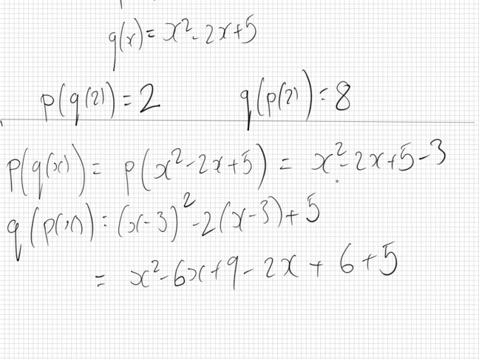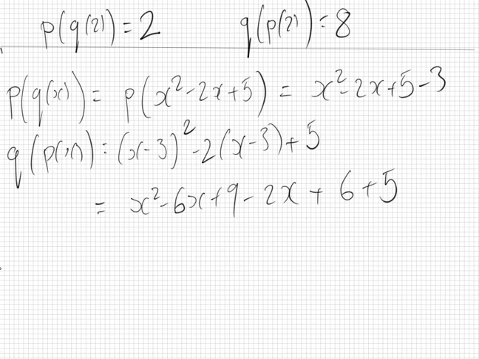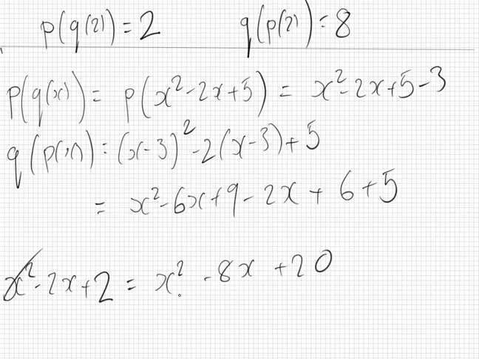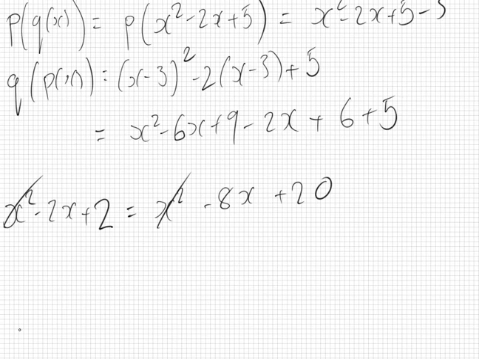Now, we have to make them equal. So this one equal to this one. PQ equal QP. So x squared minus 2x plus 2 equals, now this one, x squared minus 8x plus 20. Now, that's nice because they cancel. Take this over to the left. 8x minus 2x is 6x equal 18. So x equal 3.